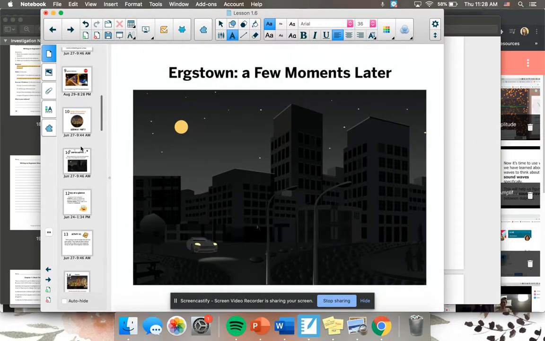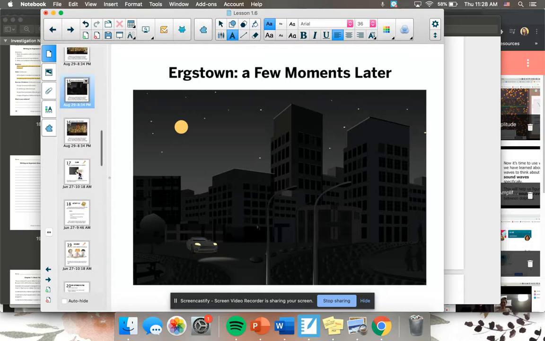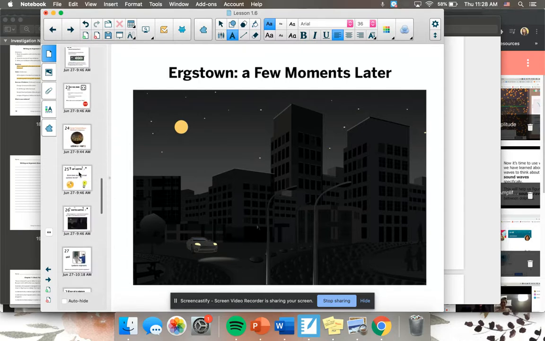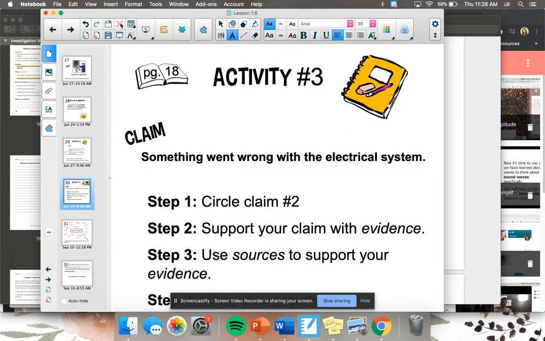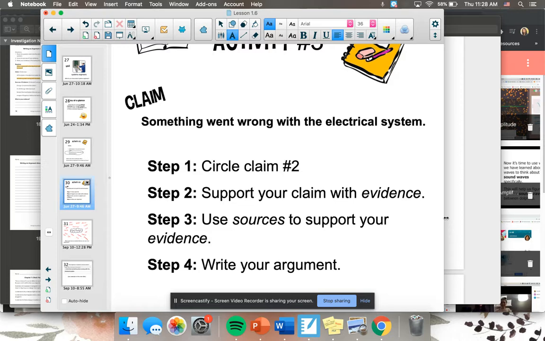I know that this is a lot different than what you'll see there. You can see what additional things I added in. So maybe doing something like this would be beneficial for you, just changing those PowerPoints a little bit. I'm going to scroll down to this slide. These were the directions on that workbook page. They had to circle claim 2 and support their claim with evidence. We have to come up with evidence and use sources to support our evidence.